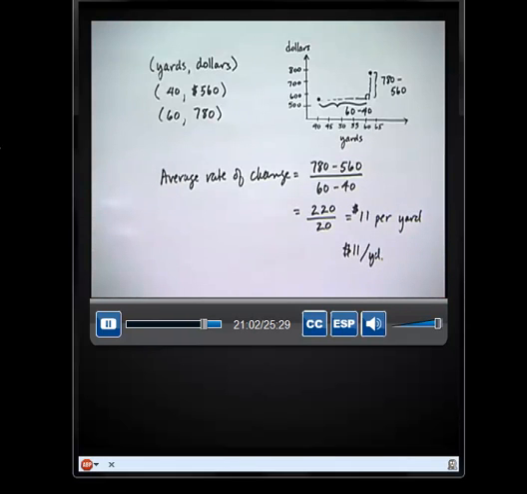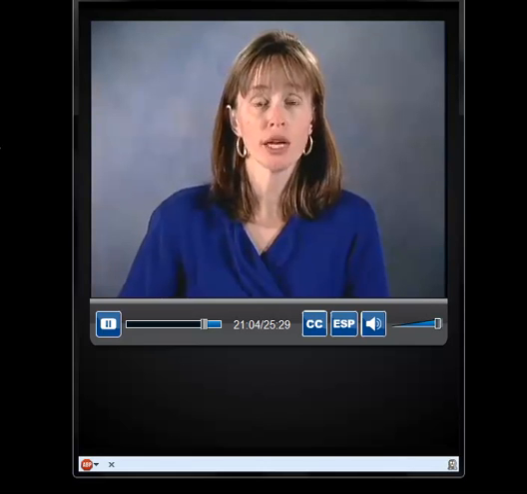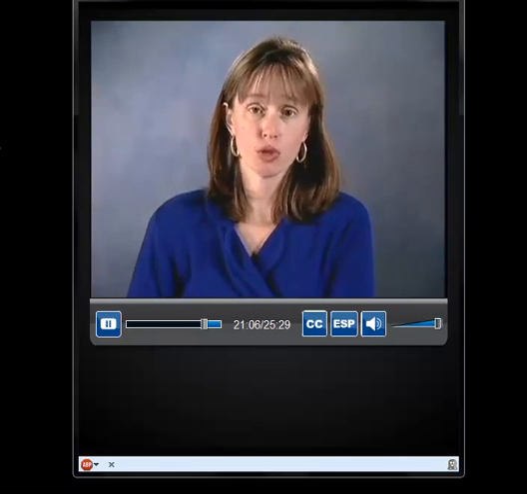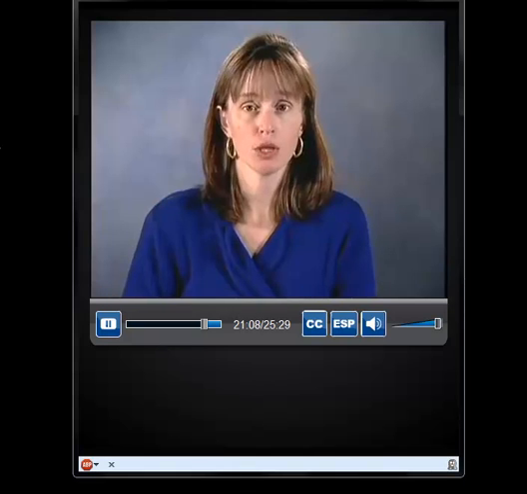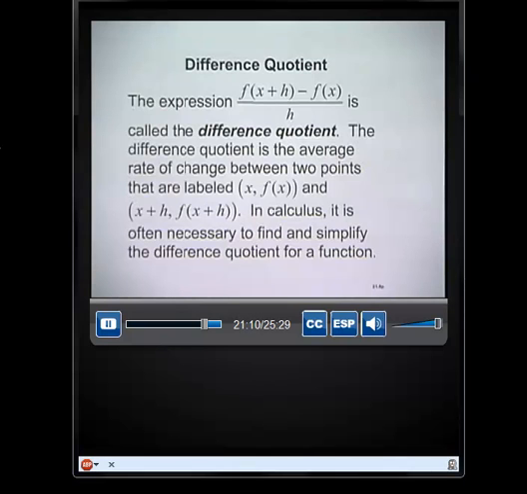Well, this average rate of change is related to something called the difference quotient. Let me give you that definition now. The expression f of x plus h minus f of x, all of that over h, is called a difference quotient. The difference quotient is the average rate of change, there's the connection, between 2 points that are labeled x, f of x and x plus h, f of x plus h. So instead of x1, y1, x2, y2, we're using slightly different notation.